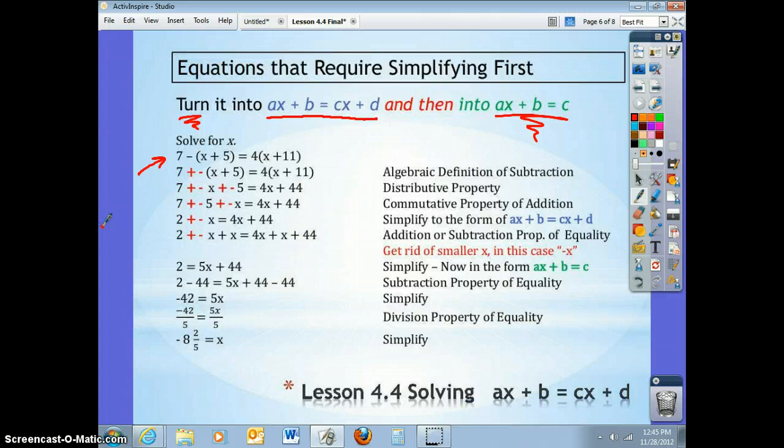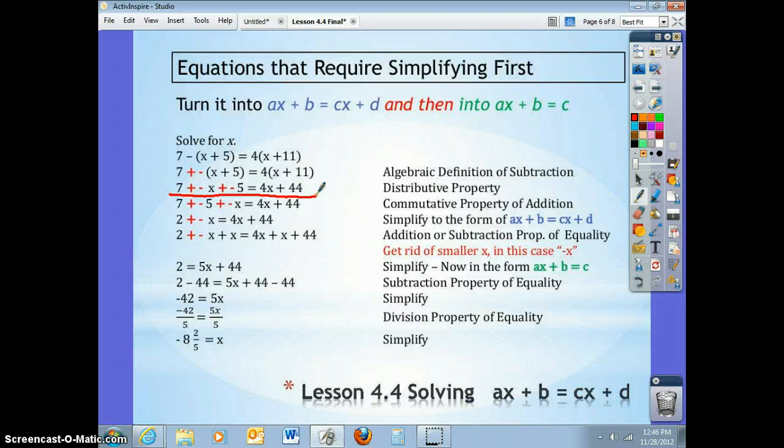So the 7 minus (x plus 5) becomes 7 plus a negative (x plus 5). And the right-hand side stays the same, 4 times (x plus 11). Then we take the negative and we distribute it to the x and to the 5. So we get 7 plus negative x plus negative 5 equals 4x plus 44.